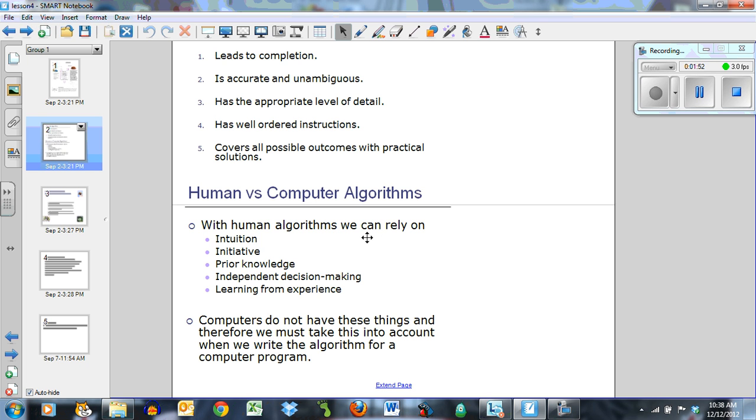Now, humans versus computer algorithms. With human algorithms, we can rely on our intuition, our own initiative, our prior knowledge, our independent decision making, and our learning from experience. Okay. Humans can use common sense, is what it boils down to. Computers do not have these things. They do not have common sense, and therefore we must take this into account when we write the algorithm for a computer program. You must tell the computer exactly what to do, and it must be in exactly the right order. Now, there are some instances where order may or may not matter, and a good programmer knows when the order does matter and when it doesn't.